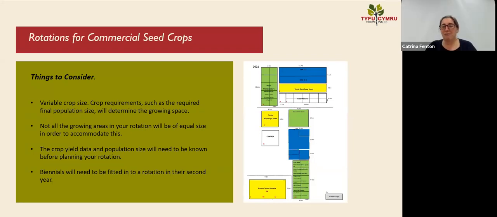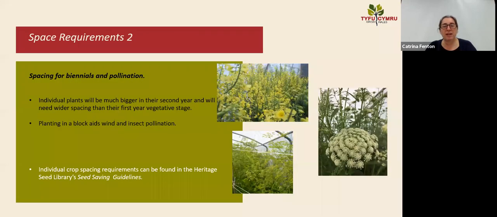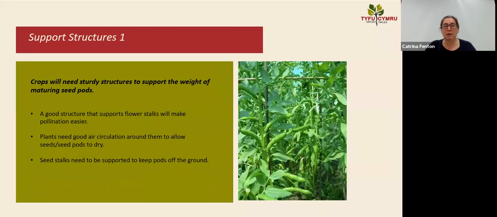So if you can excuse all my flicking through the slides, I will briefly cover the last section, which is about support structures. This looks at the planning you might require for supporting crops to grow for seed. You're going to be growing them a lot longer, so in exactly the same way as you need more space for your crops, you also need to think about additional support for growing them.